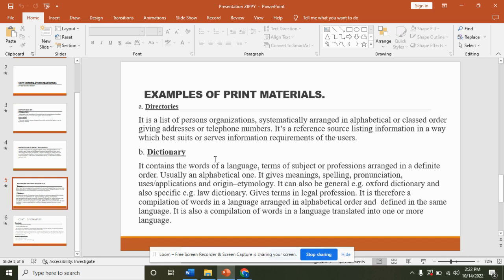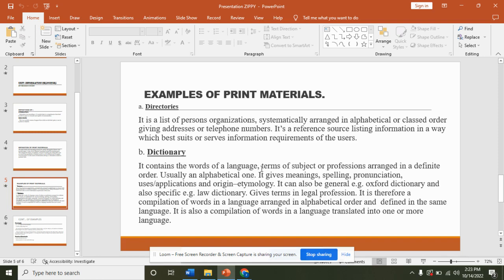It helps in spelling correction. If you are not sure of what you have written, you can just refer to a dictionary and you will get the full spelling. It also helps in pronunciation. It helps in application and origin, in other words, etymology. It can also be general, for example, an Oxford dictionary, mainly found in our schools, and also specific, for example, one found in law. It is called a law dictionary. It gives terms in legal professions.